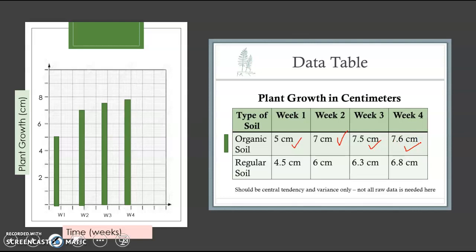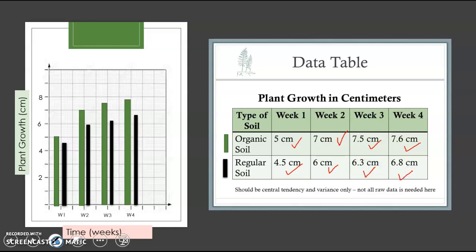Now we need a different color for the regular soil. I chose black. So going back to week 1, it's 4.5. So go to week 1, and now with black, you go up to about 4.5. Week 2, it is at 6. Week 3, 6.3. And then week 4, 6.8.